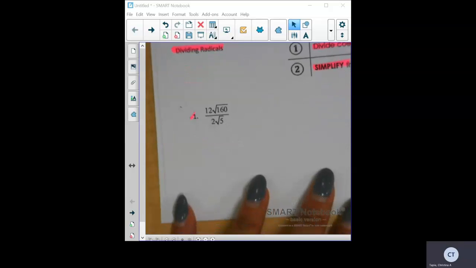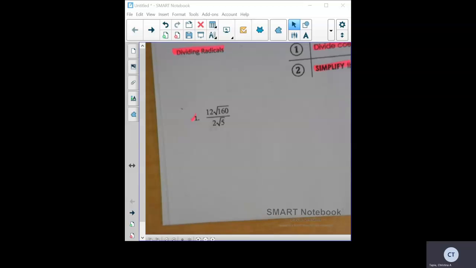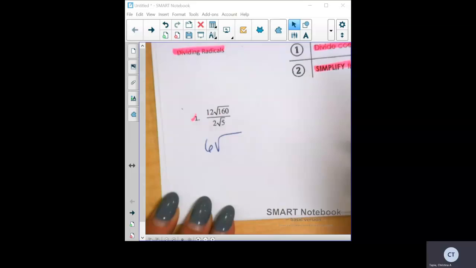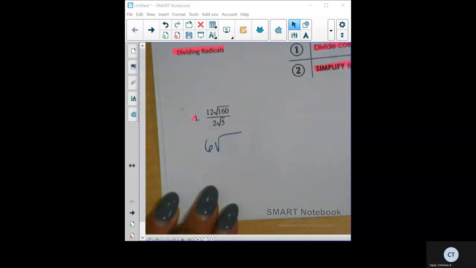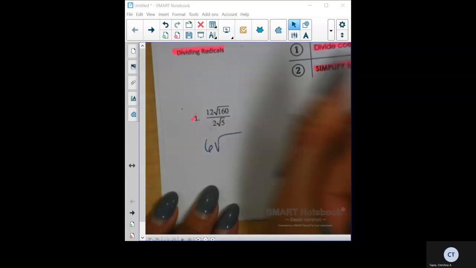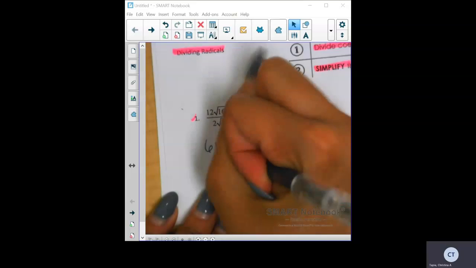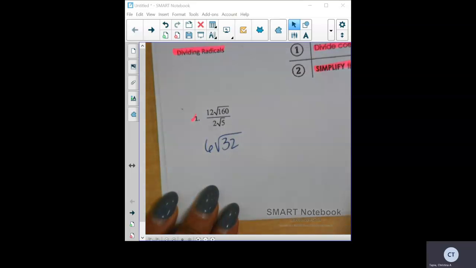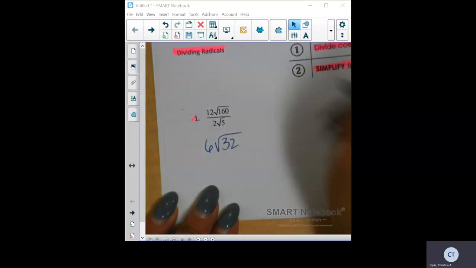For question 1, you have a calculator. Nigel, what's 12 divided by 2? And what's 160 divided by 5? You have a calculator, you can use it. So I gave you guys a calculator today, guys. 32. There we go. Nigel, do you think we could simplify the square root of 32? Yeah. Okay, good. Let's try it.